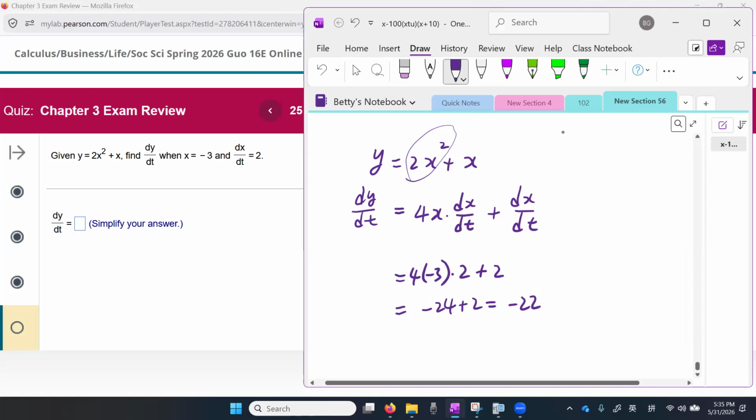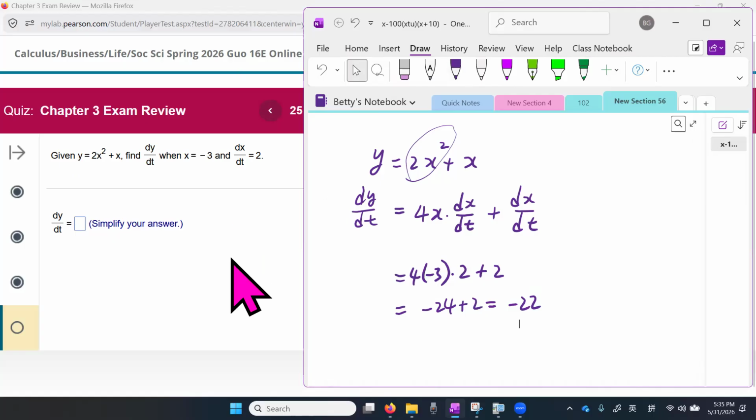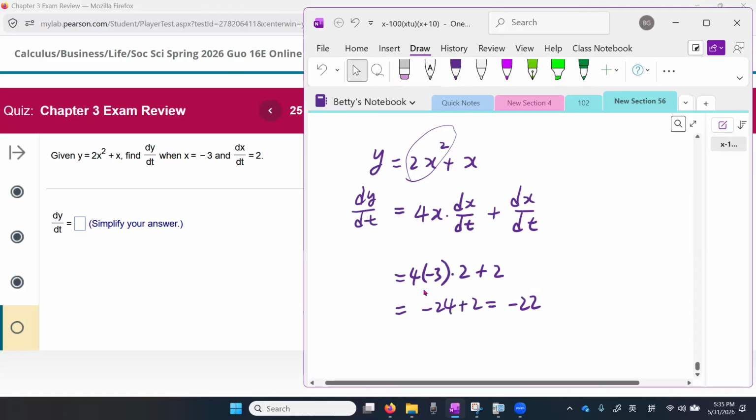That gives a negative 24. So this is negative 22. That's what I get. Negative 22. 2 times 4 is 8. 3 times 8 is 24. Negative 24 plus 2 is negative 22. Right?